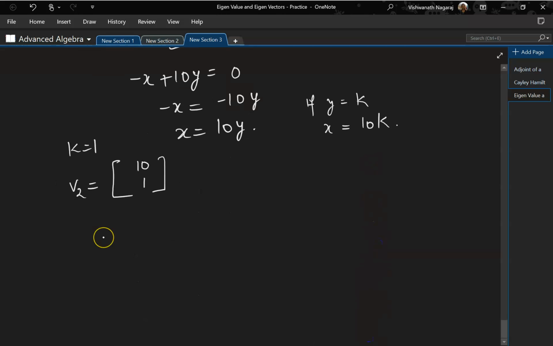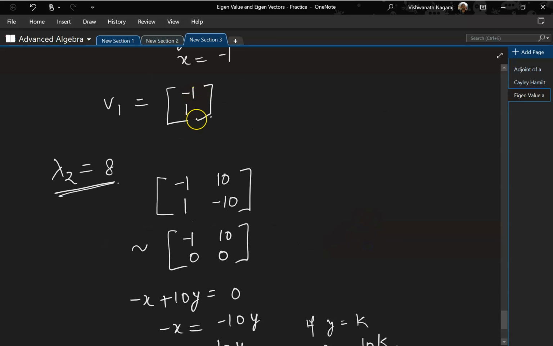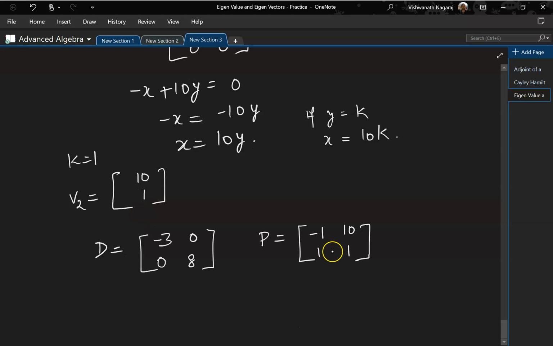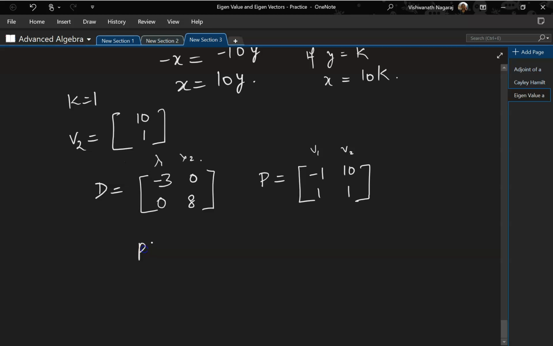Now let's look at the diagonalized matrix. So that would be D is equal to eigenvalue 1, 0, 0, eigenvalue 2. And P would be the vectors minus 1, 1 and 10, 1. Remember, if here we have put it as lambda 1 and lambda 2, here we have to take it as v1 and v2. If we had put it here lambda 2, lambda 1, here also we have to put v2 and v1. Now we have to figure out the inverse of P.